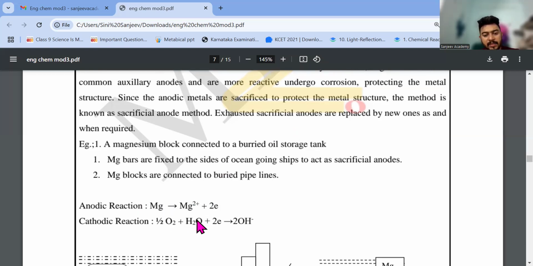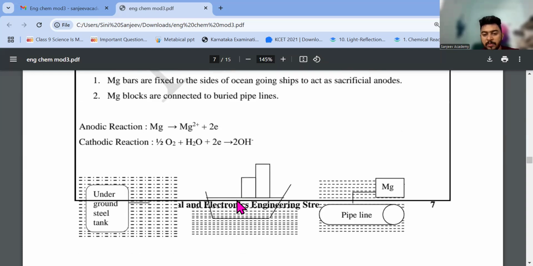So here they have given a magnesium example. Magnesium will give Mg2+ plus 2 electrons. Here e minus is there. Okay, you have to put the e minus here, and here also e minus will come. Electron is always represented by a negative sign. And the most important thing, the diagram.